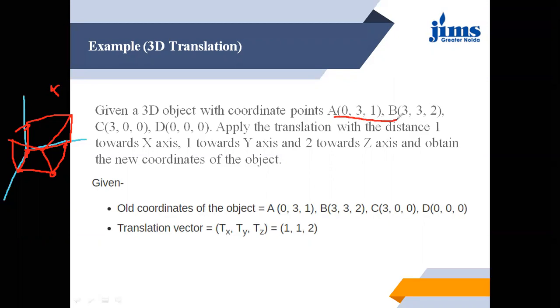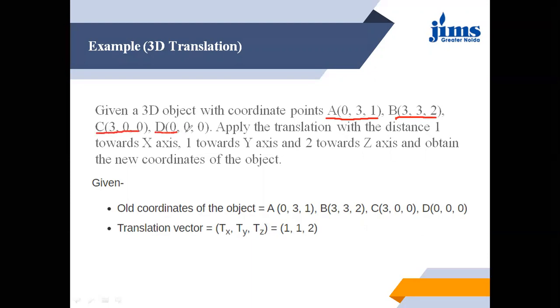But it's not necessary that in the question they will ask about the translation on each and every point, because in the exam they want to see whether you know the concept of translation or not. So generally they ask about 3 or 4 points, not more than that. But if you know the concept, then you can find out all the coordinates after the translation.